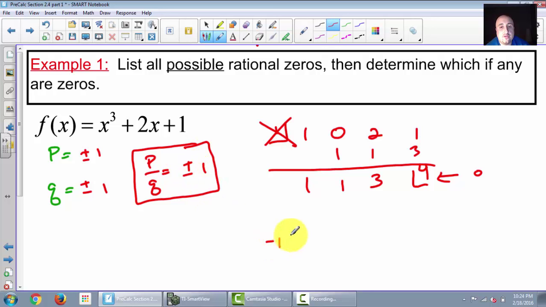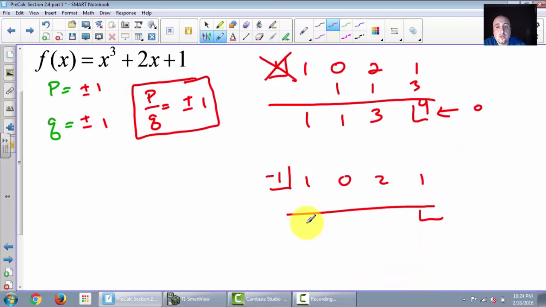Now I'm going to try negative 1. Same thing. Okay, 1, 0, 2, and 1. And we're going to see if our number at the bottom, our remainder, is a 0. Bring down the 1. Multiply, I get negative 1, add, I get negative 1, multiply, I get 1, add, I get 3, multiply, I get negative 3, add, I get negative 2. Okay, is this number 0? No, it's not. Negative 1 is not a 0.